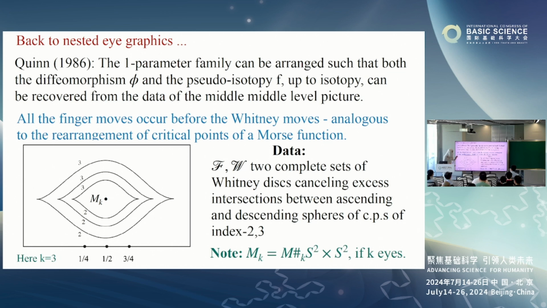Conversely, if I have just a Hatcher-Wagoner picture, just using the usual exchange of order of critical points under such and such circumstances, then you can arrange that all the finger moves occur before any of the Whitney moves. Once you do that, you're in the Quinn situation. So this summarizes the introduction to pseudo-isotopy theory.